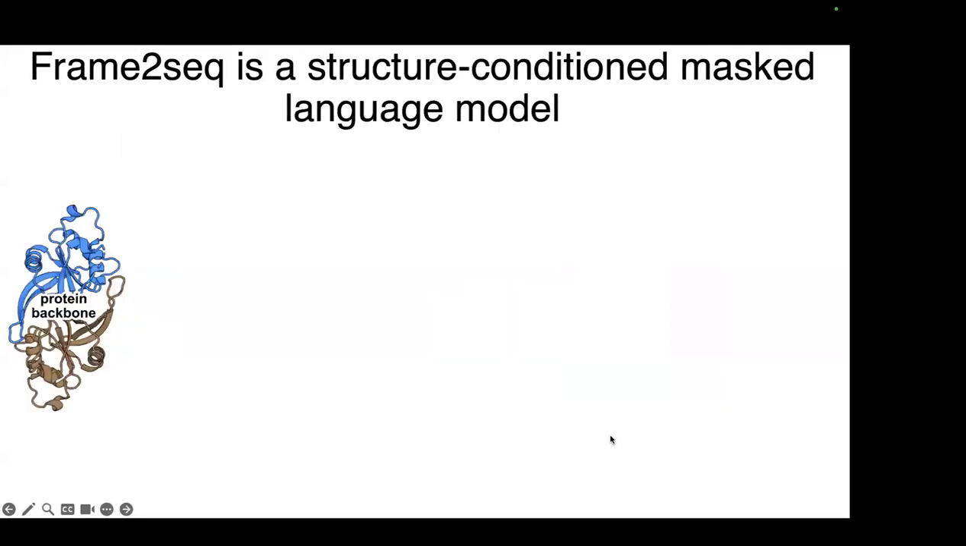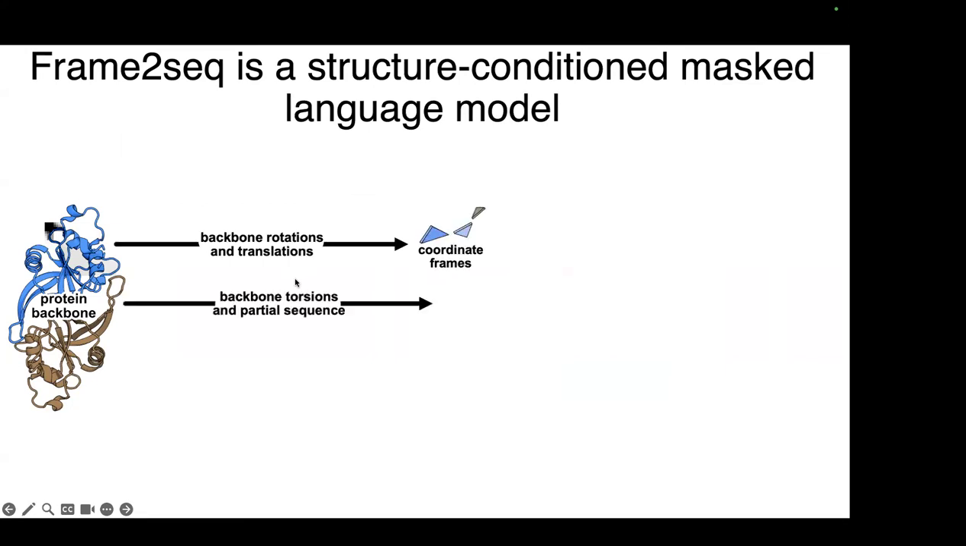So what does the model actually do, and how does it find these results? Once again, protein backbone as input. And from protein backbone, we have backbone rotations and translations. So using a Gram-Schmidt process employed by a lot of other people as well, we can construct coordinate frames. We also have backbone torsions as information or feature from the backbone, as well as sometimes partial sequence.